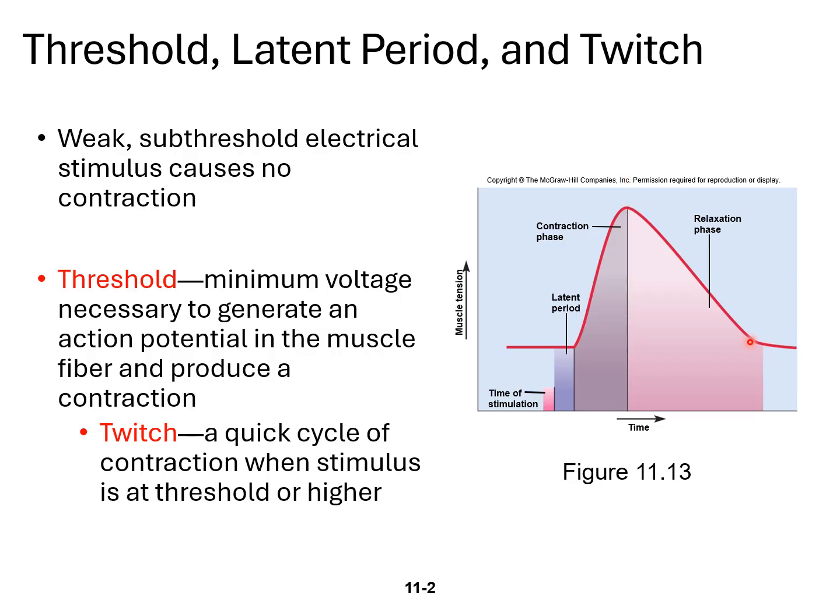So let's go over all of these different parts that are involved in stimulating it, making it contract, and then making it relax. A weak subthreshold electrical stimulus causes no contraction. You probably already know that because we've talked about it has to reach threshold. If it's below threshold, or subthreshold, nothing's going to happen. Threshold is the minimum voltage necessary to generate an action potential in the muscle fiber. It can go higher than threshold, but it needs to get at least to threshold before you can have a muscle contraction. That's going to produce a twitch, which is a quick cycle of contraction when the stimulus is at the threshold or higher.